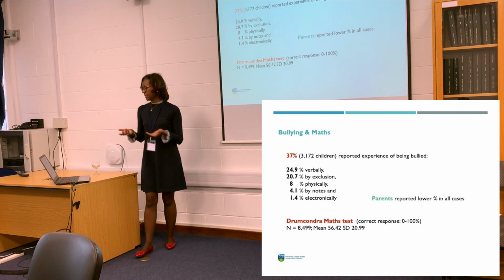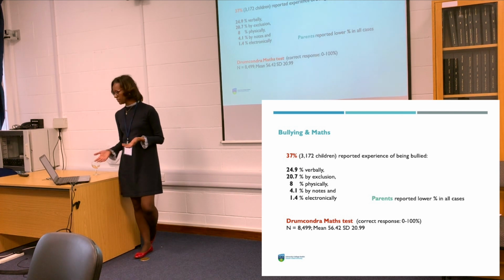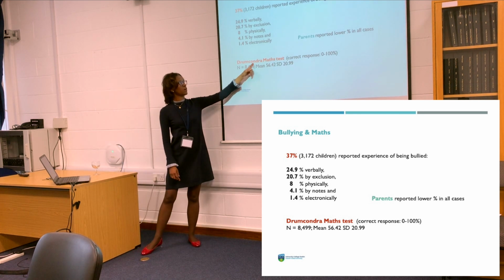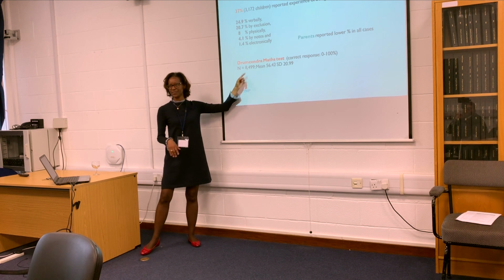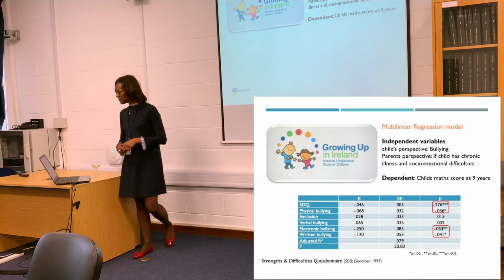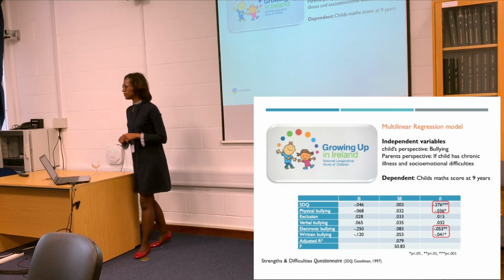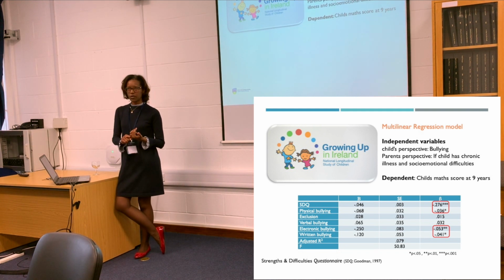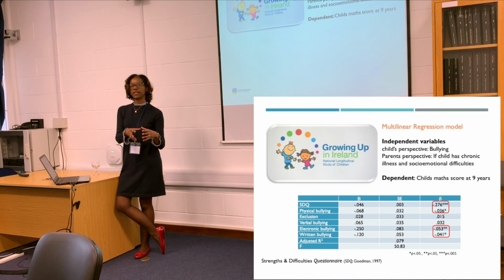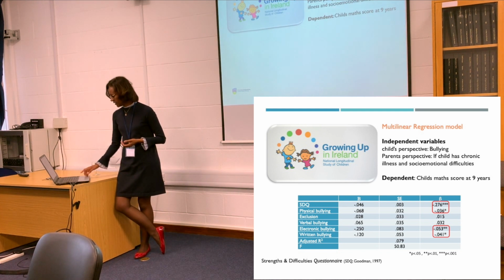And in the cohort, they had a performance in maths with about 56% of correct responses. Note that only one child was out of these results. And what is the model? So we did a multilinear regression model, considering the report of bullying by the child, or the report of parents, regarding chronic illness and socioeconomic, social-emotional difficulties, and we selected as dependent variable the scores in maths.